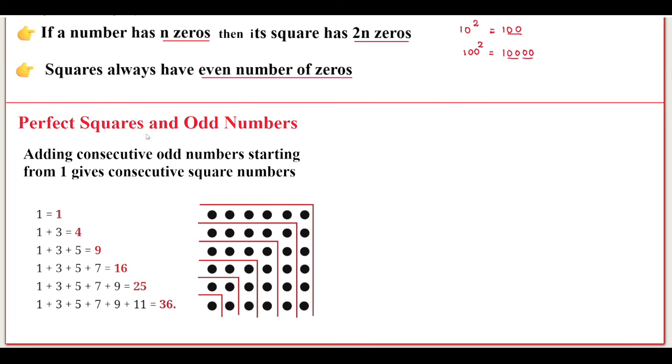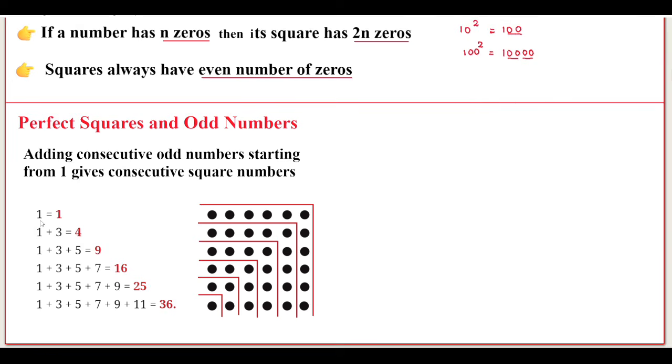The next one is perfect squares and odd numbers. What is the connection between perfect squares and odd numbers? Adding consecutive odd numbers starting from 1 gives consecutive square numbers. If you are adding consecutive odd numbers 1, 3, 5, 7, 9, 11, consecutive means the next number, continuous numbers, starting from 1, it gives the square numbers.